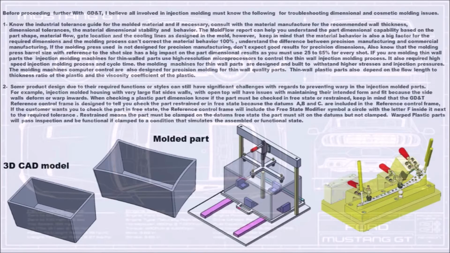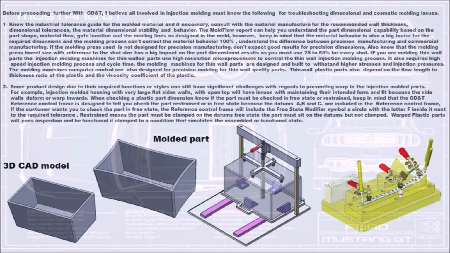Keep in mind that the GD&T reference control frame is designed to tell you to check the part restrained or in free state, because the datums A, B and C are included in the reference control frame. If the customer wants you to check the part in free state, the reference control frame will include the free state modifier symbol, a circle with the letter F inside it, next to the required tolerance.